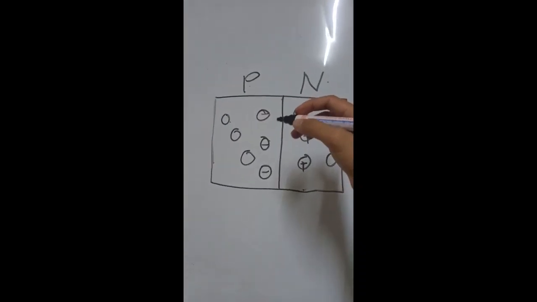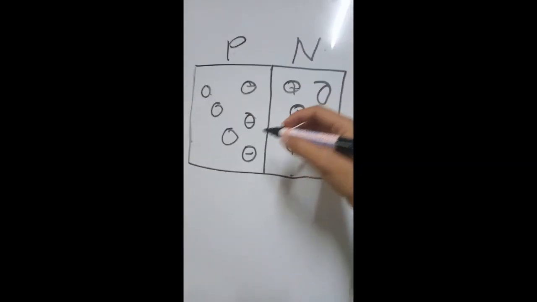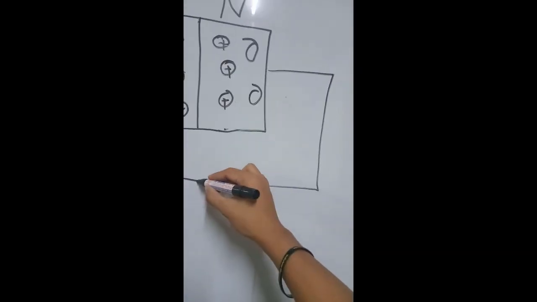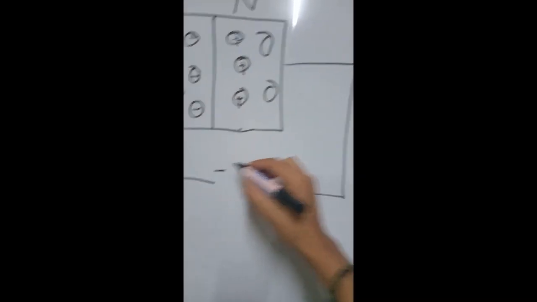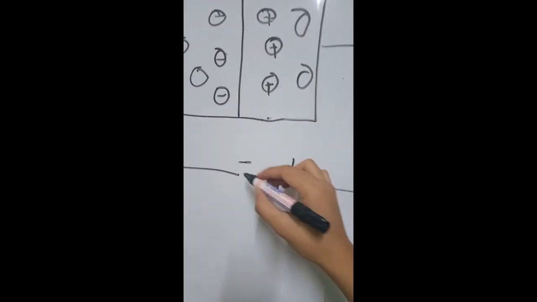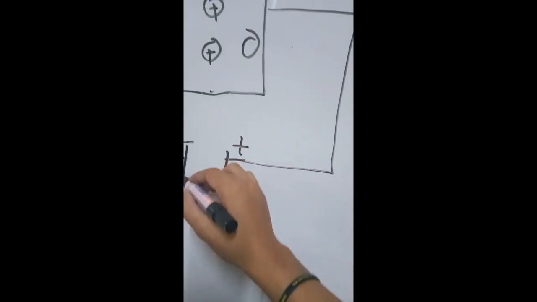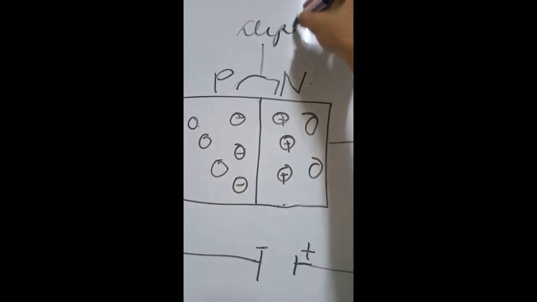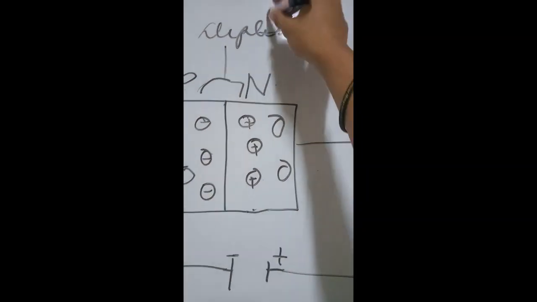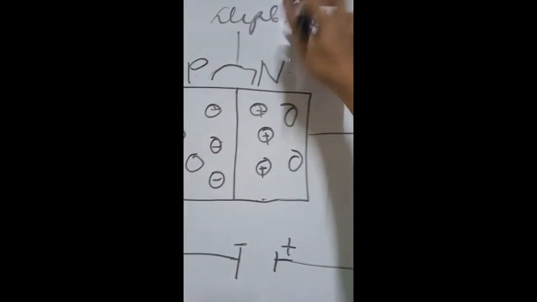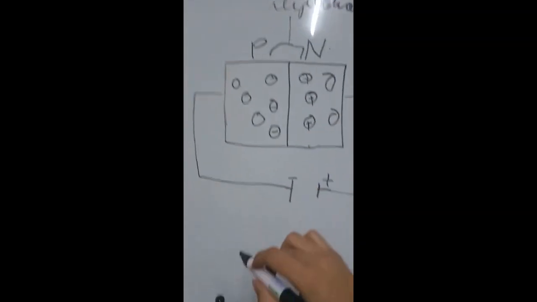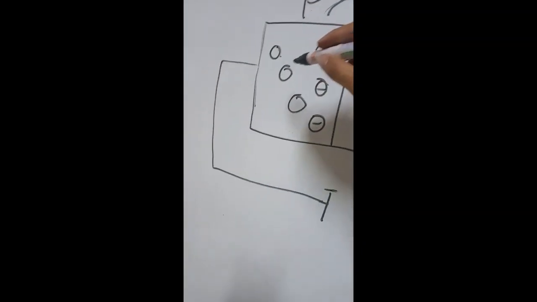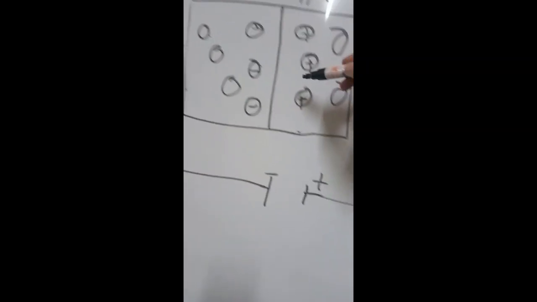Okay, let us describe it in terms of its current flow. Let's put some direction. This would be negative, this would be positive. This would be the depletion region. No, it's not I, it's E. Okay, this is what we call the holes, and this is what we call the electrons.